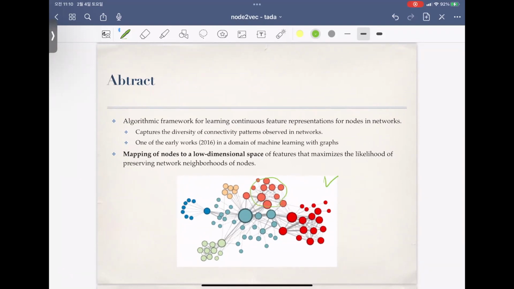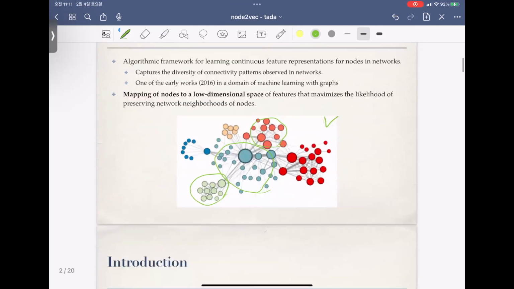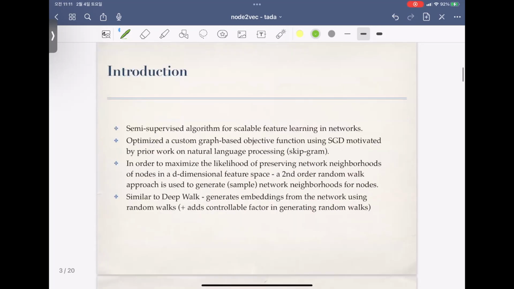So as you can see, the nodes are clustered based on their connectivity. So it's a mapping of nodes to a low-dimensional space of features that maximizes the likelihood of preserving network neighbors of nodes. I'll explain this in detail in the rest of the slides.